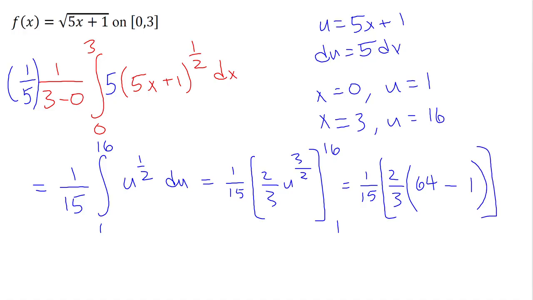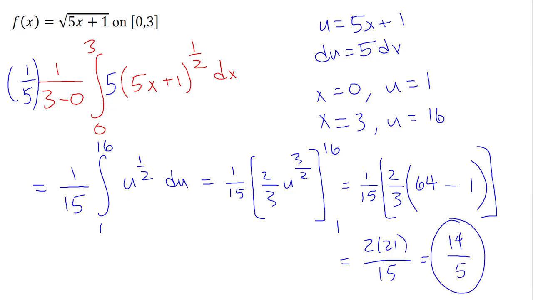So we end up with 1/15 times 2/3 times 63. Well, 63 divided by 3 is just 21. So we have 2 times 21 over 15. And we could simplify that down. We divide them all by 3. We end up with 2 times 7, which is 14 over 5.